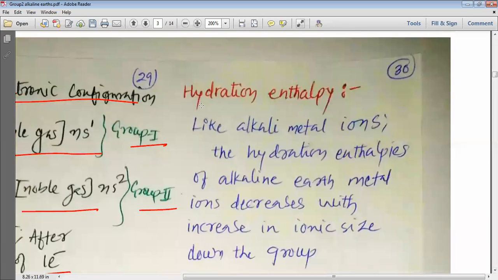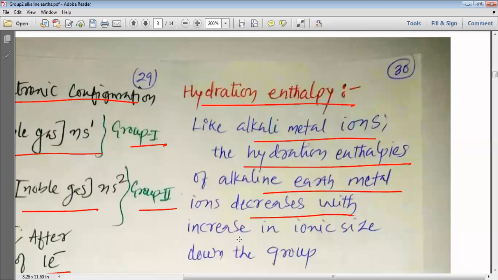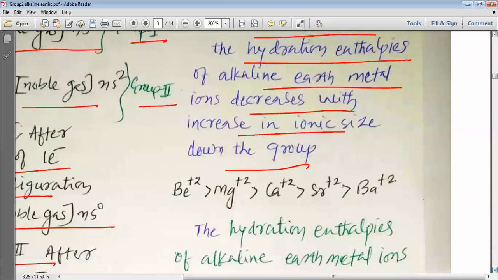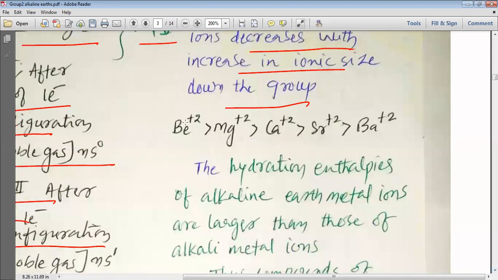Then, my dear students, we should study the hydration enthalpy. So let us study the hydration enthalpy. Like alkali metal ions, the hydration enthalpy of alkaline earth metal ions decreases with increase in ionic size. So as we go down the group, the hydration enthalpy decreases. We know the order of hydration enthalpy: Be2+ is more than Mg2+, Mg2+ is more than Ca2+, Ca2+ is more than Sr2+, and Sr2+ is more than Ba2+.